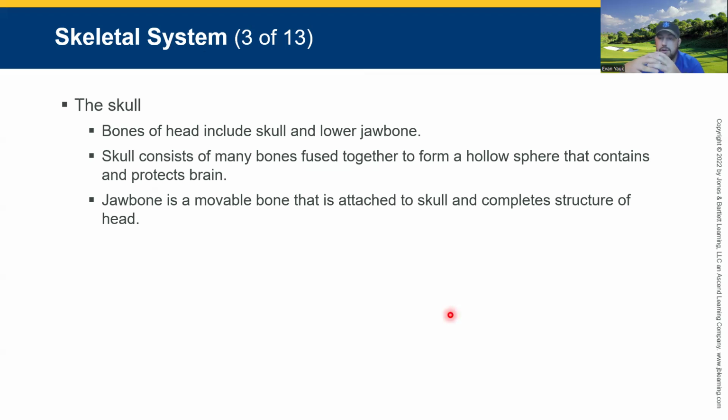So if you'll remember, when you're dealing with an infant, they say, oh, be careful of the head, don't hit the soft spot. And that's because that skull has not fused together. They're still forming together. So it's made up of multiple bones. It's not just one solid one. So the jawbone is a movable bone that attaches to the skull and completes the structure of the head. That's the final piece, is what they're saying. There are medical terms for these, but we're going to talk about them later in a different chapter.